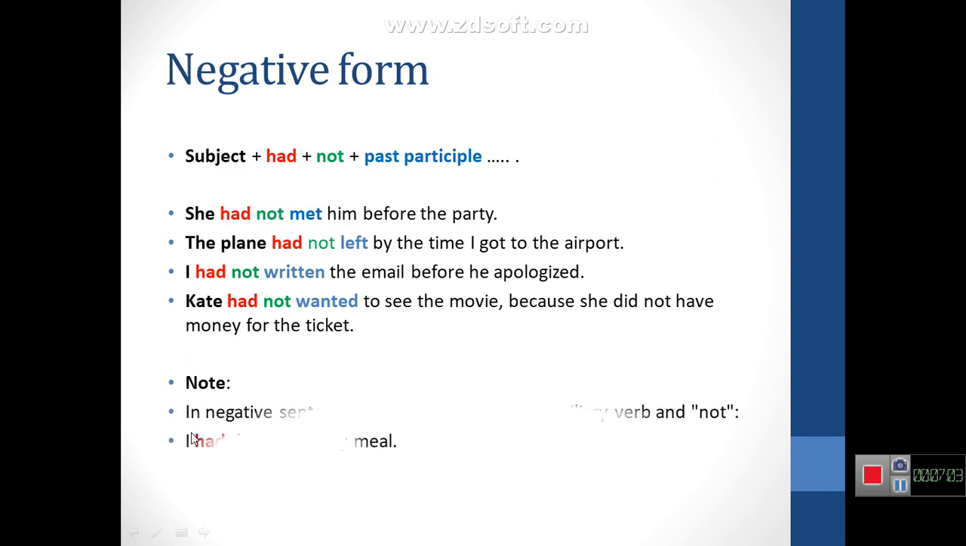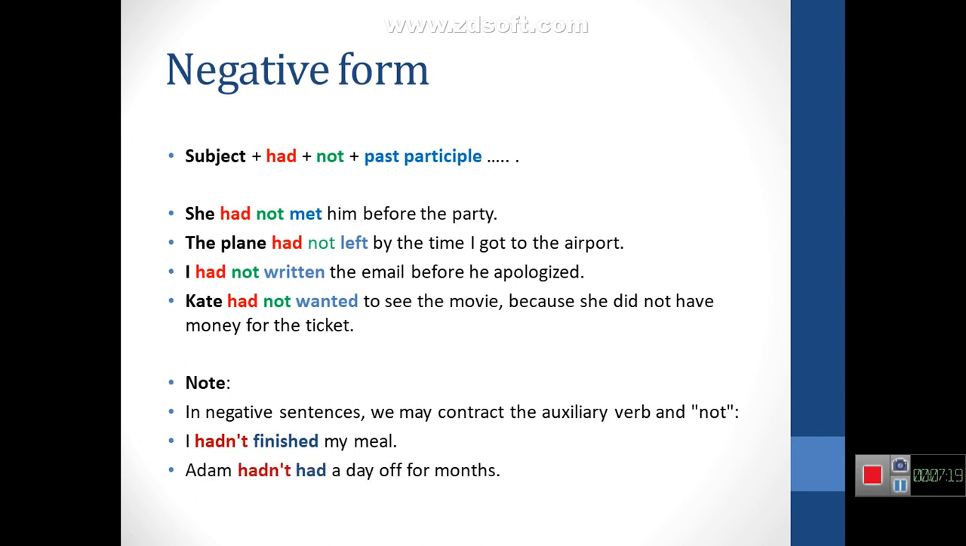Just note that in negative sentence we may contract the auxiliary verb and not. It means instead of writing had not, we can say hadn't. I hadn't, they hadn't, she hadn't, okay? I hadn't finished my meal. Adam hadn't had a day off for a month.